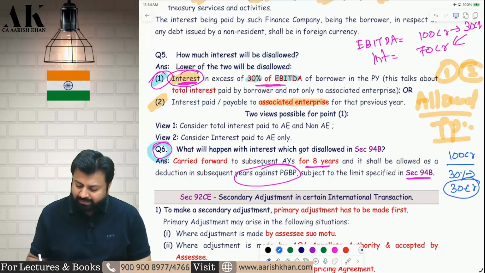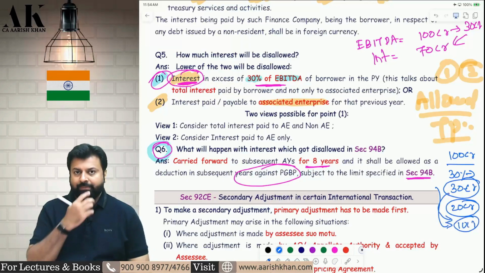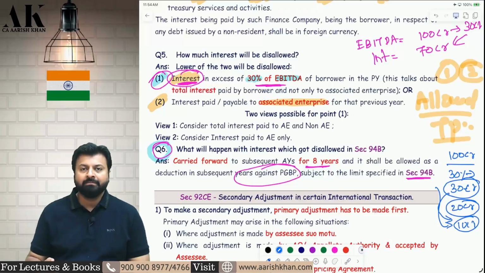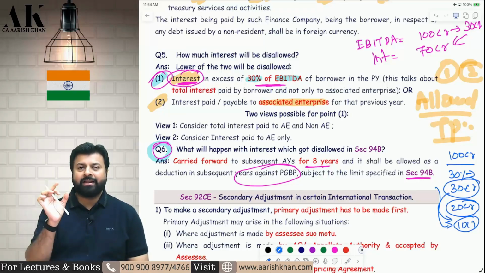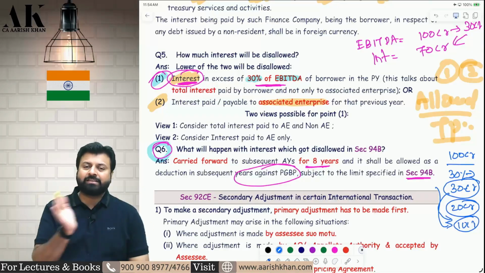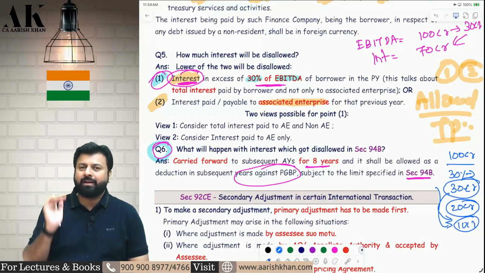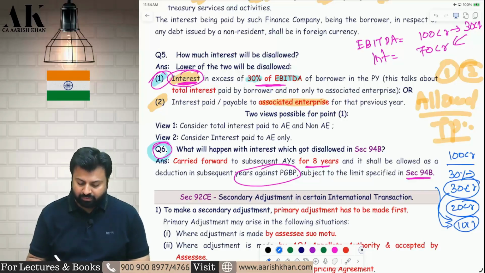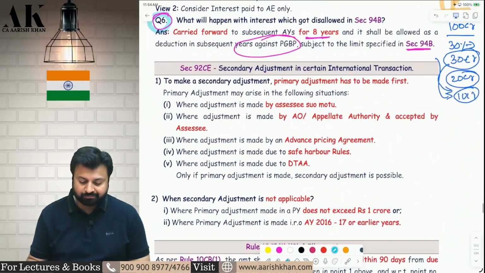Now suppose next year interest is 20 crore. So next year 20 crore will be allowed and last year's 10 crore you can also accumulate. Total 30 crore you can claim in the next year. This is how you will compute in the next year. So in the next year, whatever is the total EBITDA, take 30% of that, and next year interest plus last year's carry forward interest, total up to 30 crore will be allowed to you. I hope it is clear to all of you. So this is what this beautiful provision is all about.